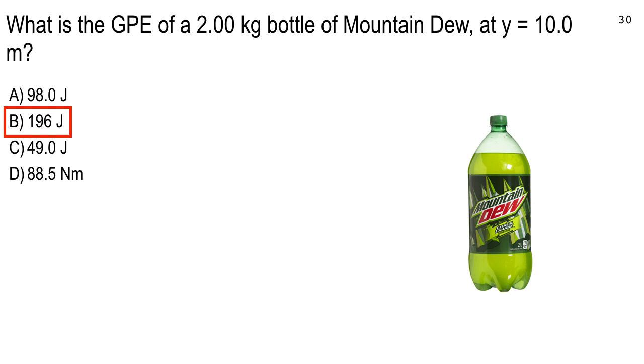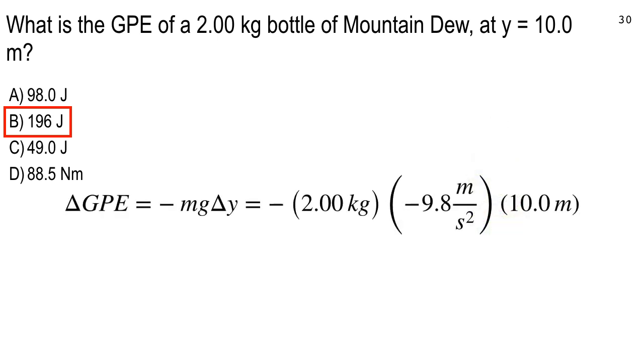Let me ask you a question. Oh, by the way, here's the calculation. Minus mg delta y, that's equal to negative times the mass, 2.00 kilograms, times good old g, negative 9.8 meters per second squared, and then times the delta y, which for us is positive 10 meters. Now, on the way back down, you're going to lose all that. But where does it go? Kinetic energy, 1/2 mv squared.